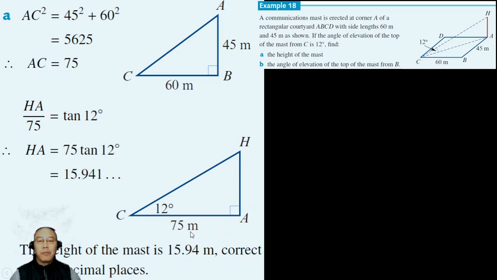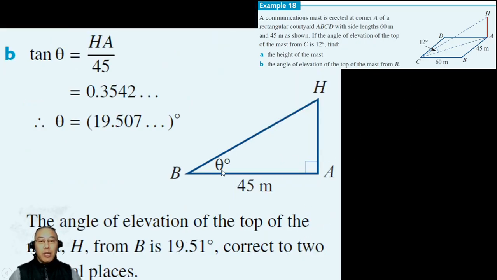Then in the vertical plane we have CAH, which is the triangle with the height of the mast. From the previous part we have 75 meters. We have our angle. We use the tangent formula to get the height of the mast. I guess you could use the decimal form, but I would recommend to use the exact form, 75 tangent of 12 degrees, for part B.